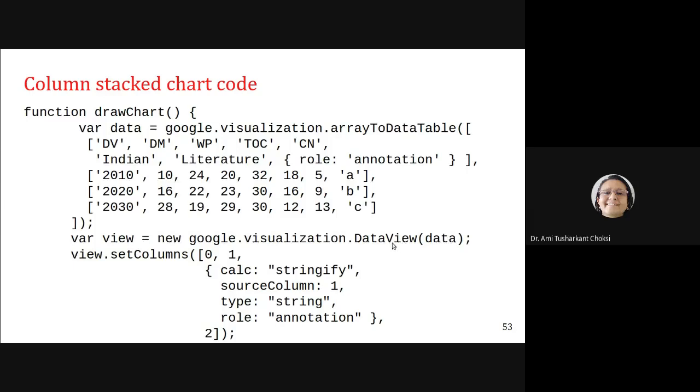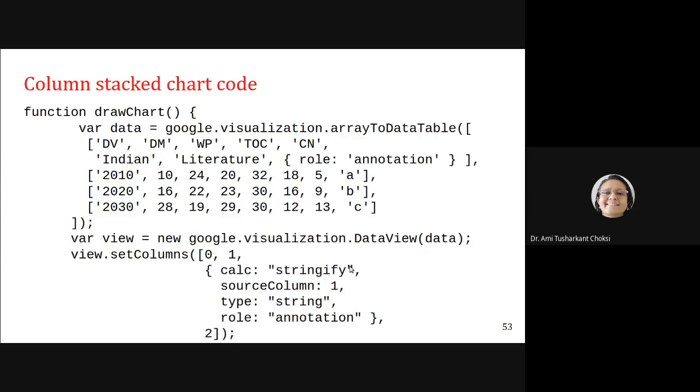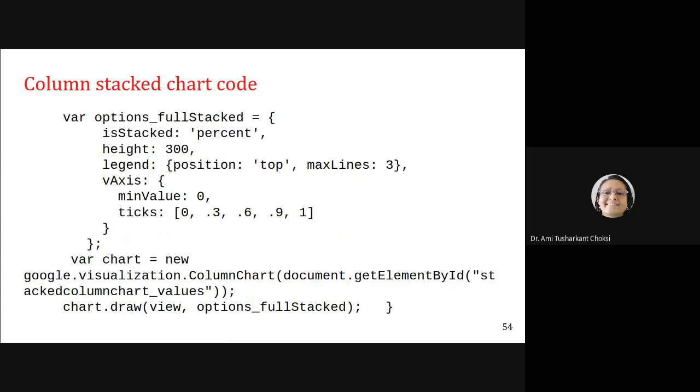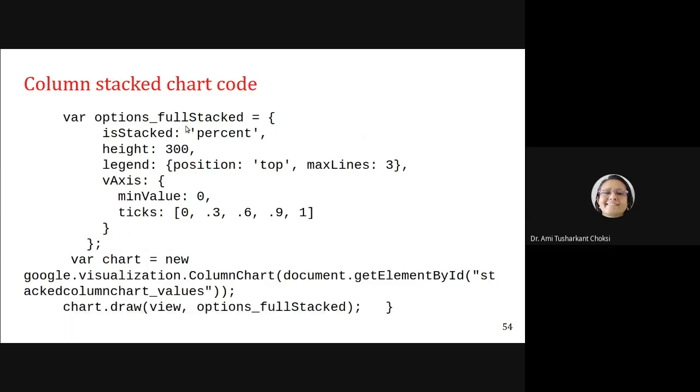Data view, inside that data. So view.setColumns: 0, 1, calc stringify, source column is 1, type is string, and role is annotation, comma 2, right? So we are setting the view of it. Next we are specifying the options. The variable name you can say as options full stack, or you can say only options. It is up to you.